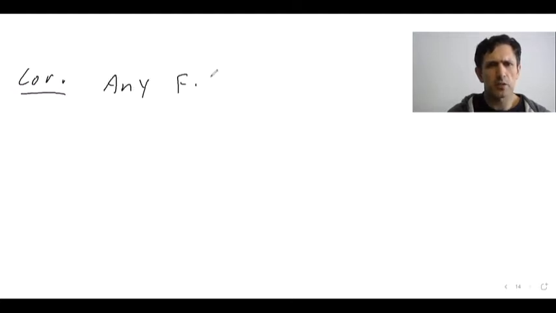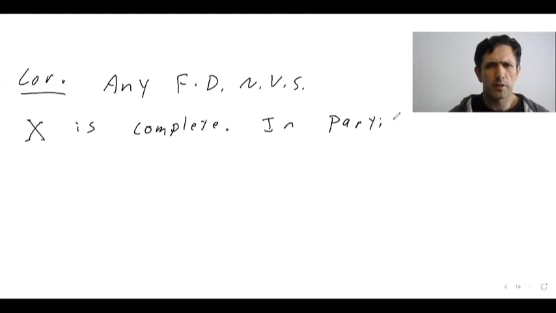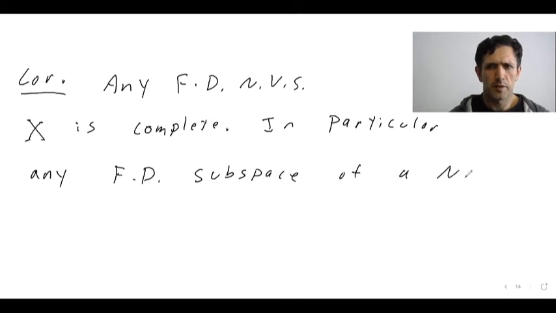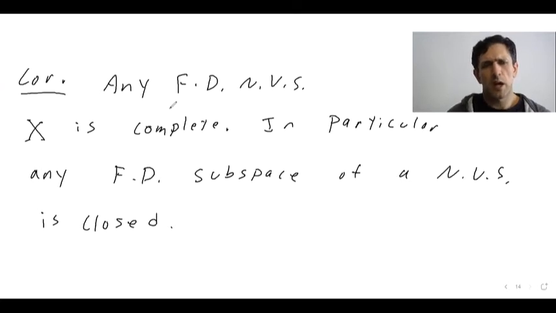First, any finite dimensional normed vector space X is complete. And in particular, any finite dimensional subspace of a normed vector space is closed. So the second sentence just follows from the first one. If we have a finite dimensional subspace, then it's complete and hence it's closed. Not much to say about that.